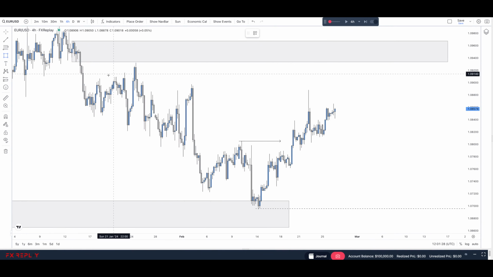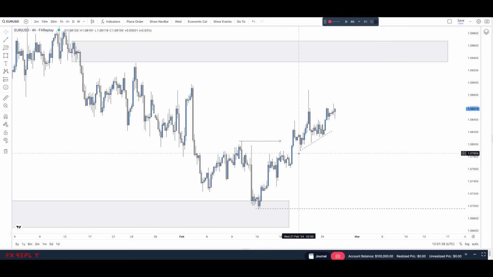Once I have my high time frame ideas in mind, I'll drop down to the 4-hour and 1-hour to identify potential trade opportunities. So now on the 4-hour time frame, we get a bit of a clearer picture as to the current range. One of the first things I notice is that we have some trend liquidity.